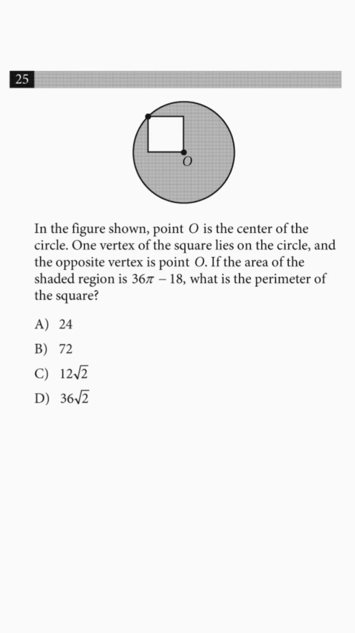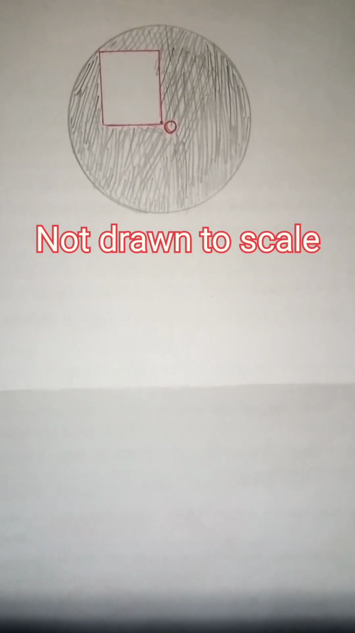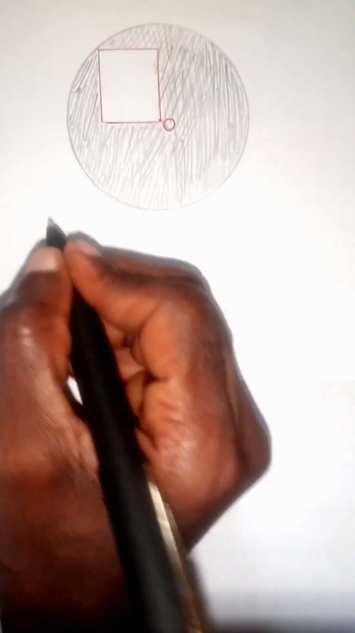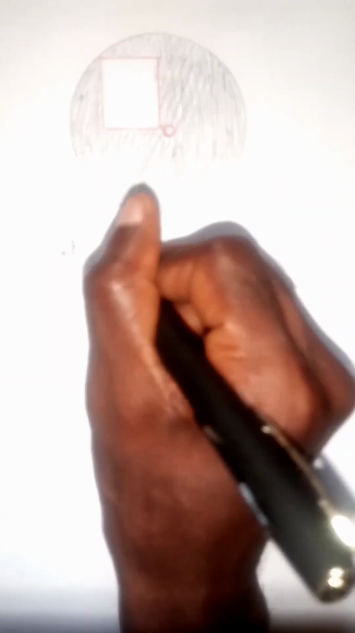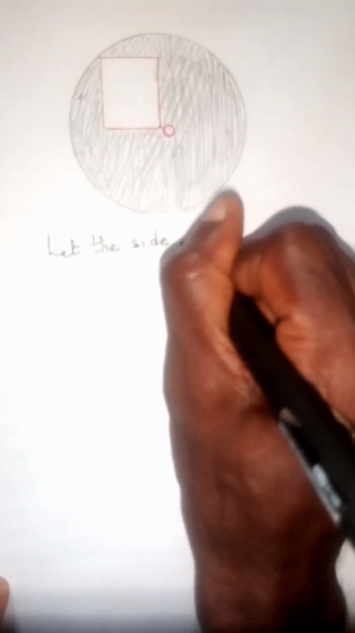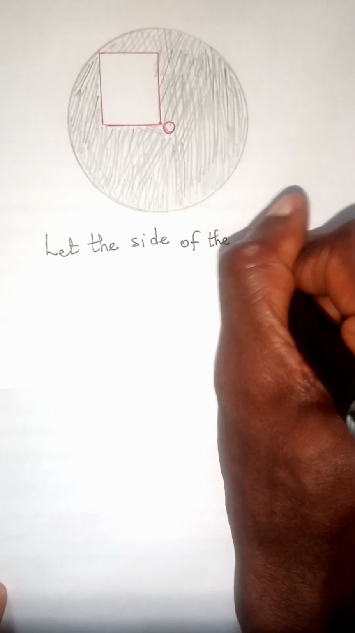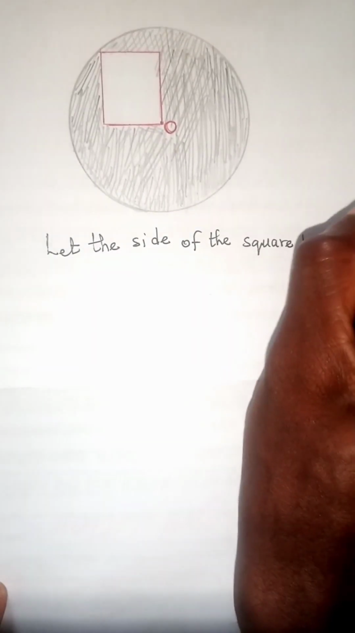In today's video, we'll be solving this SAT question. We want to find the perimeter of the square. So to start, we can represent the length of each side of the square by S. And don't forget, all the sides of a square are equal.